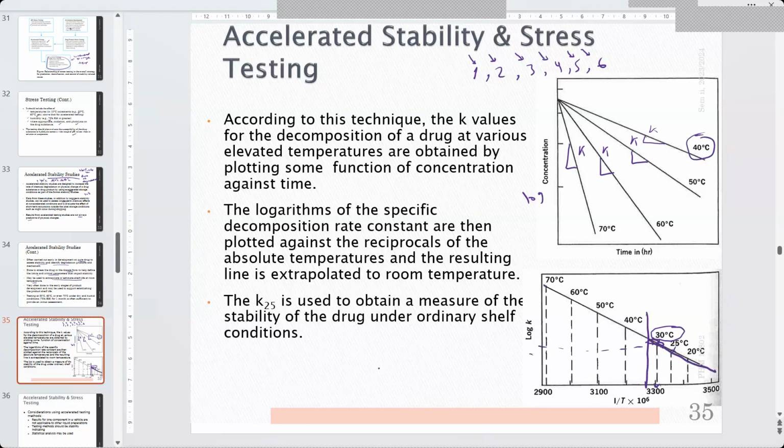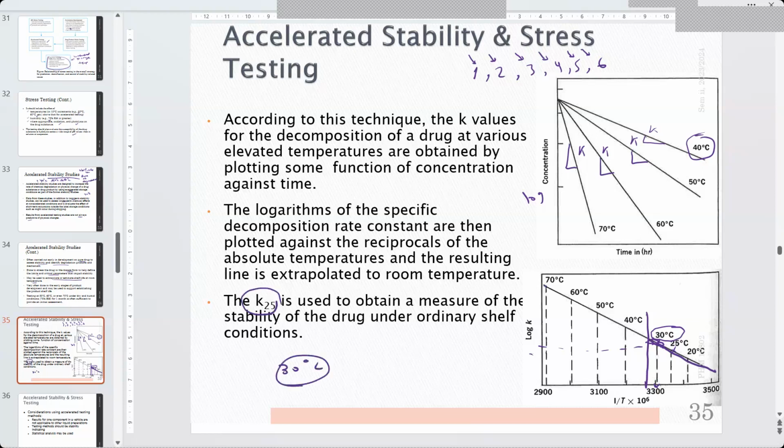So I determine then what is the value of log K at different temperatures. I can extrapolate. I can get the value of K at 30, 25, and 20. This may happen in reality, may not. It's not predictive 100%. Okay, so in Europe, the room temperature is 25. In Malaysia, the room temperature is 30 degrees.